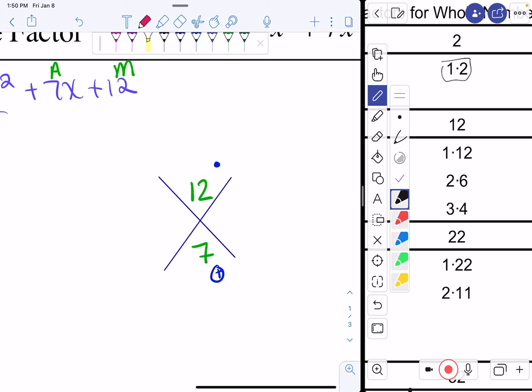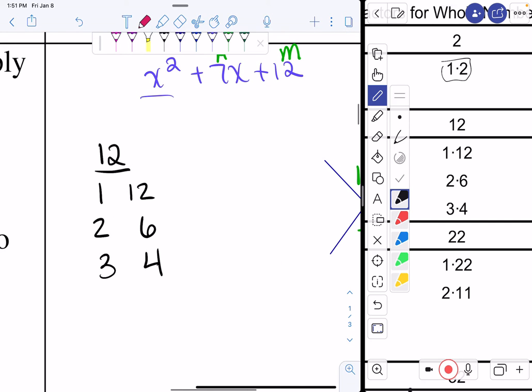So I'm going to put my 1 and 12 in. So my 1 and my 12. 1 times 12 is 12. That works. But 1 plus 12 is 13, not 7. I wanted a 7. So I'm going to erase my 1 and my 12 because that doesn't work. And I'm going to cross it out because I'm done with it.